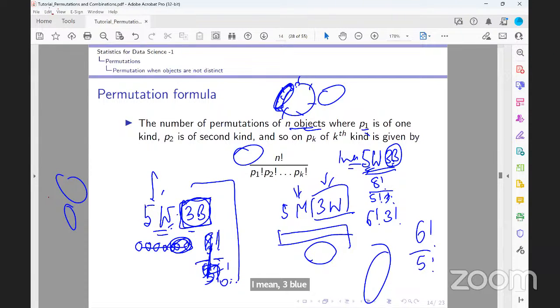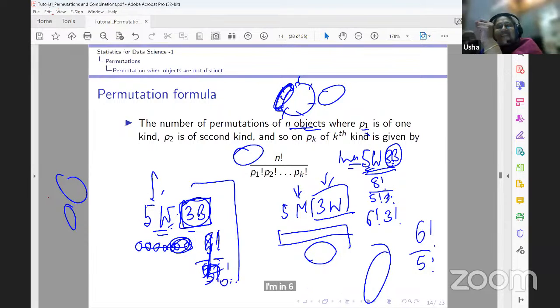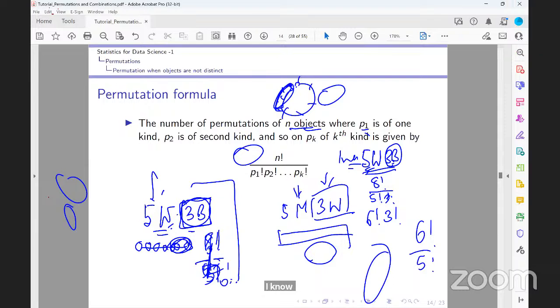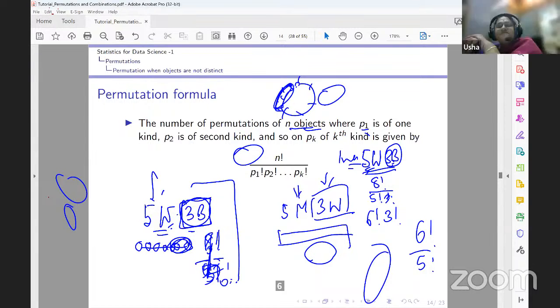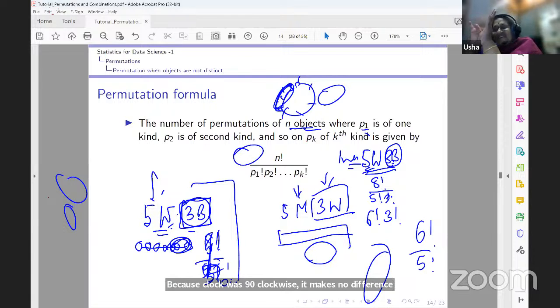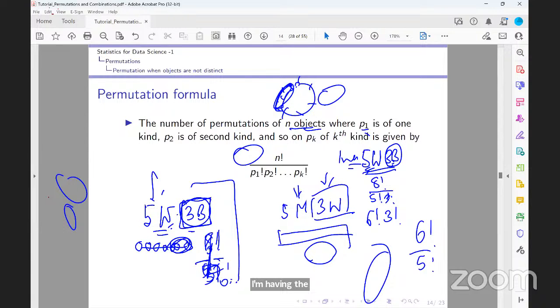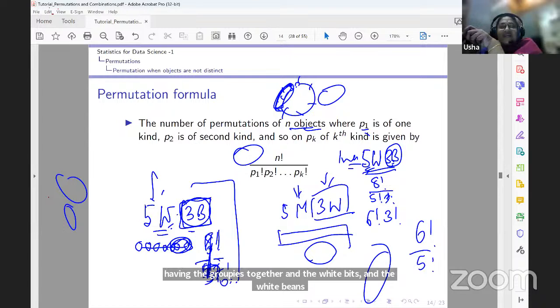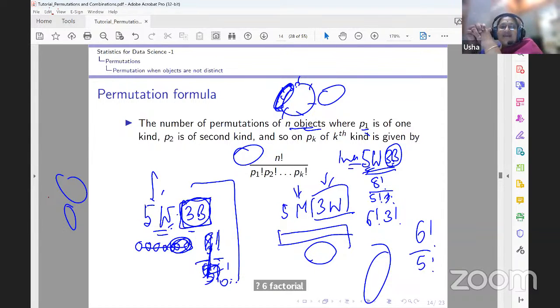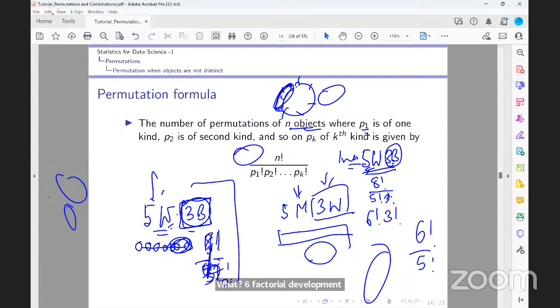Ma'am, see, first I'm having the blue beads together and the white beads together. 6 factorial divided by 5 factorial? What is 6 factorial divided by 2? I have 5 white beads in one way, and 3 blue beads. I'm putting them in a necklace form. Okay, how many ways can I do it? Only one way, just 1 way.